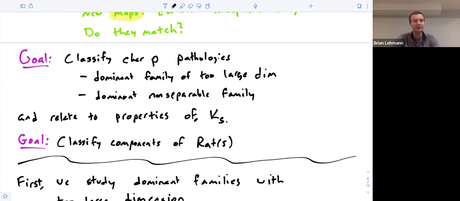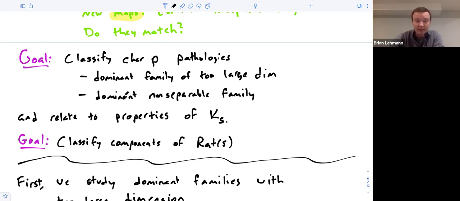So maybe just to summarize, here's what I'm going to be doing in the remainder of the time we have. First, we'd like to classify characteristic p pathologies. And I'm going to focus on two. The first type of pathology is when we have a dominant family of rational curves which has too large dimension. This can only happen in characteristic p. In characteristic 0, if you have a dominant family of rational curves, the general one is free, and so the family has the expected dimension. But in characteristic p, if you have an inseparable family, that doesn't need to be true.